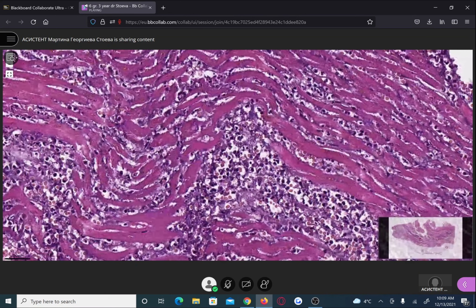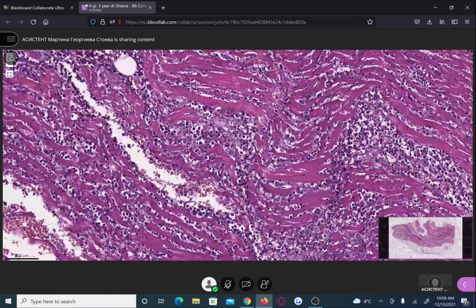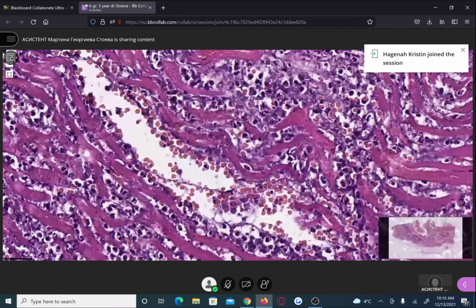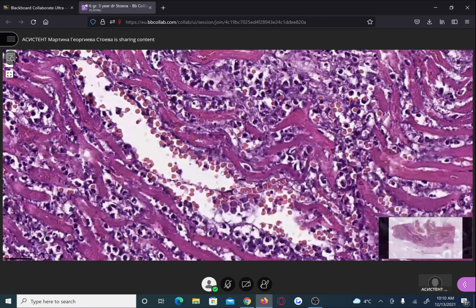There is also erythrodiapedesis, so the presence of leukocytes in the interstitium is known also as leukodiapedesis, and the other thing that is visible is erythrodiapedesis. It occurs due to the fact that in one necrotic area, not only the parenchymal cells undergo necrosis, but there are degenerative changes of the blood vessels that are in this area, and the blood cells can leave the blood vessels and move in the interstitium. So this is the leuko and erythrodiapedesis.